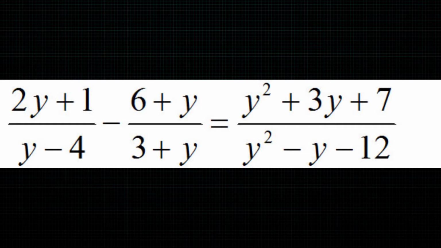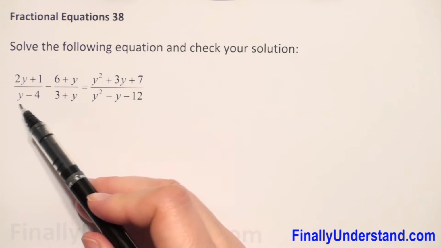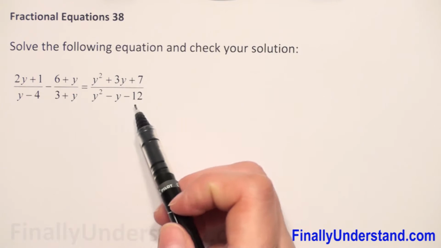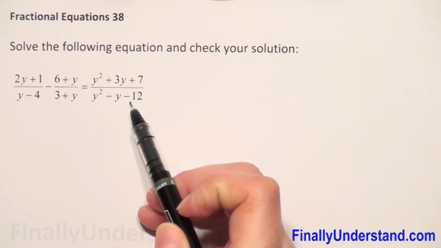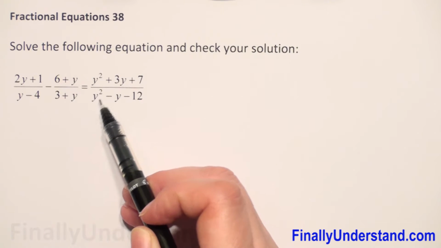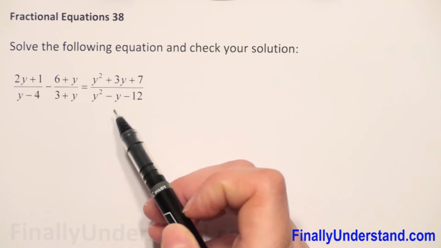We have a given fractional equation, so first we have to check the denominators. We have y minus 4 and we have 3 plus y, and in the third denominator we have y squared minus y minus 12. This is a quadratic trinomial, so we can try to factorize this by using the grouping method.